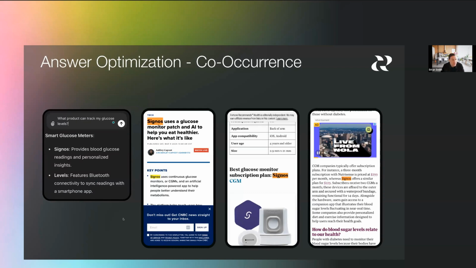So first strategy is co-occurrence. And Greg mentioned for Trello, when it co-occurs with project management software, the language model learns that these two are related, and therefore Trello is possibly a good option for that. And so if we want to show up for a question, we work with a company called Signos, and if we say, how can I track my glucose levels? The more that Signos appears and co-occurs with glucose monitor, the more the language model will predict for glucose monitor, Signos should be the next word. And so the more and more that Signos appears, the language model learns that.